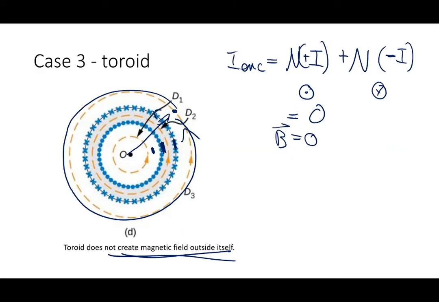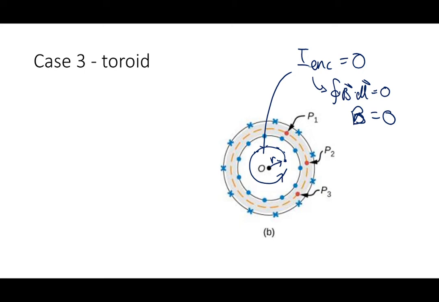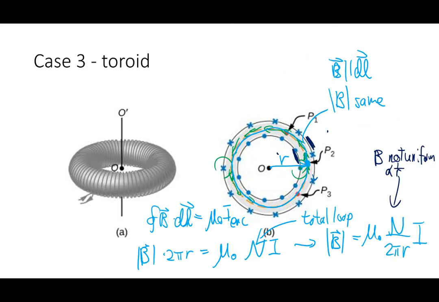Yes, for the toroid, the R is always measured from the center out because it is the size of the Amperian loop that we're using. So let's go back here, right? So the R is from the center out because it's the size of this circle right here.